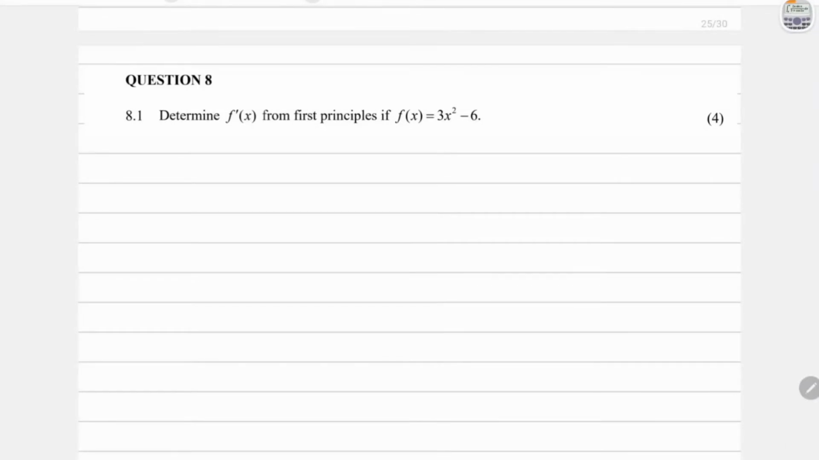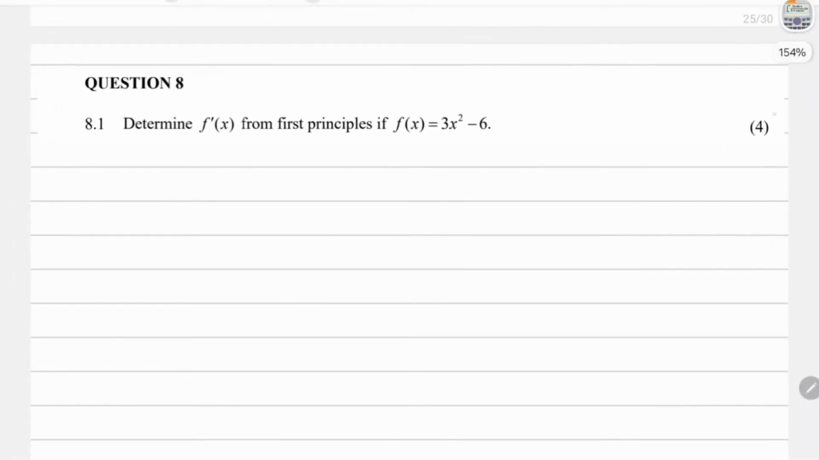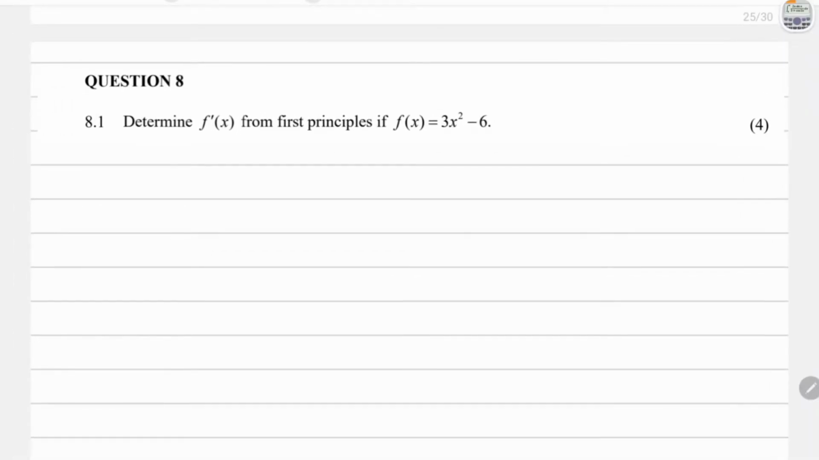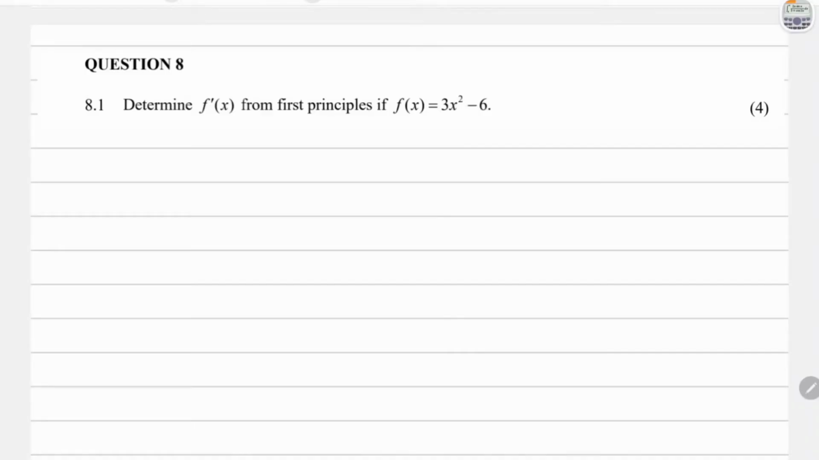So we're on question 8, and 8.1 says: determine f prime of x from first principles if f of x is equal to 3x squared minus 6. Okay guys, this is 4 marks, so this is really a place that you can score marks. So we're going to go ahead and find the derivative of this function, or the gradient really.